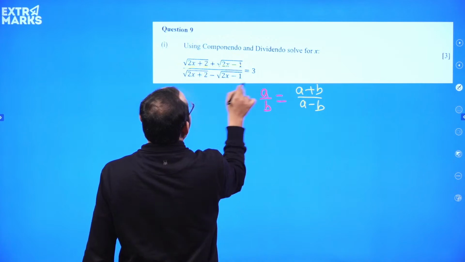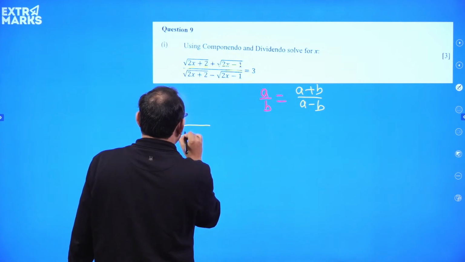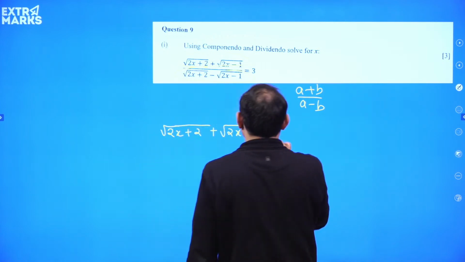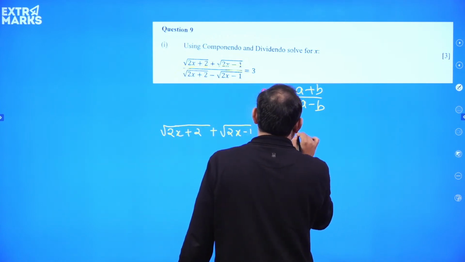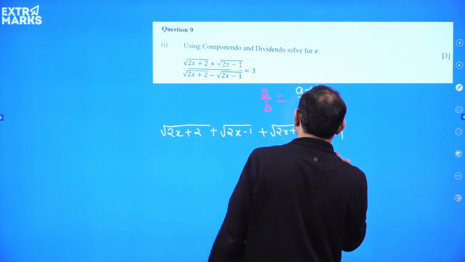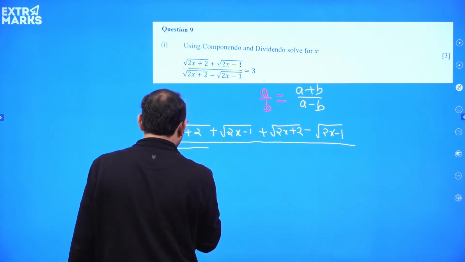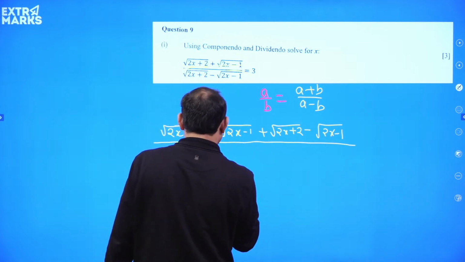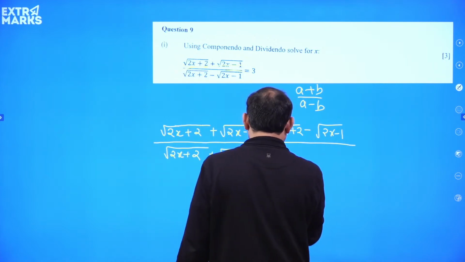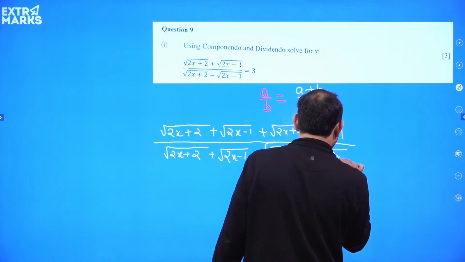So adding here, I will get 2x plus 2 plus 2x minus 1 plus 2x plus 2 minus 2x minus 1, divided by 2x plus 2 plus 2x minus 1 minus 2x plus 2 minus 2x minus 1.